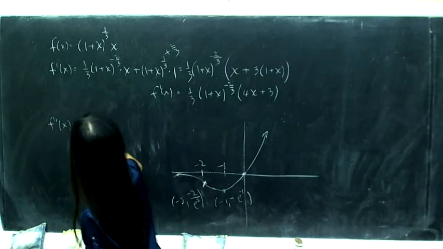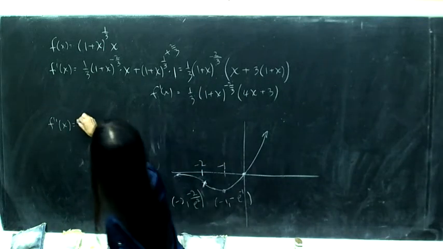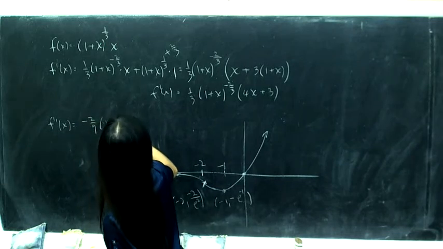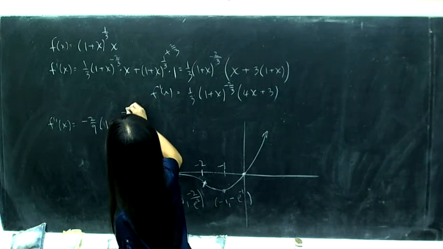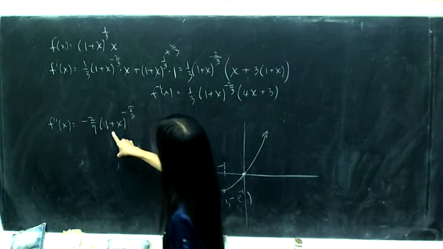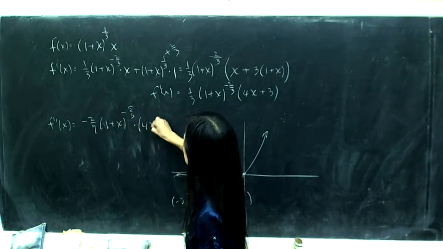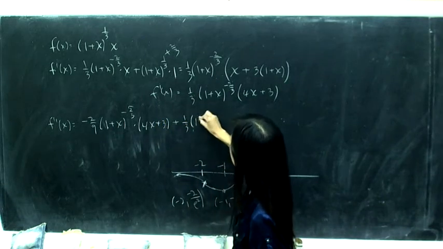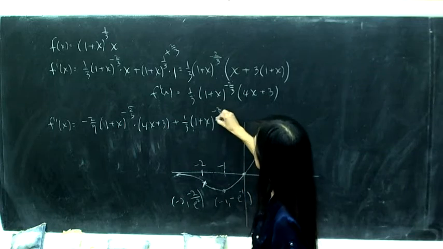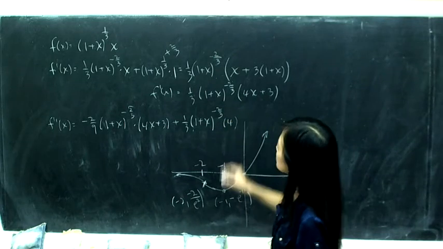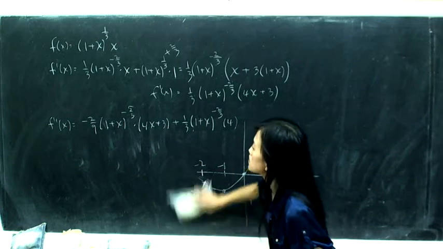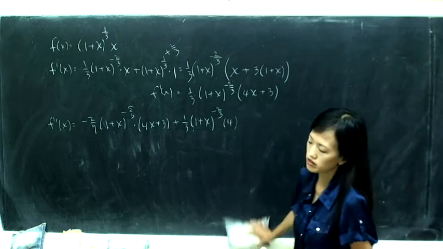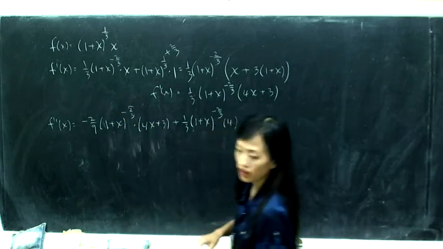So do it again. Bring down the power, so negative 2/9, 1 plus x, to the negative, subtract 1, so 5/3. The inside is just 1. Keep, plus keep this one, and then do this one. Okay, what should I take out this time? So now I can take out a 1 plus x to the negative 5/3. I want to take out the more negative part.